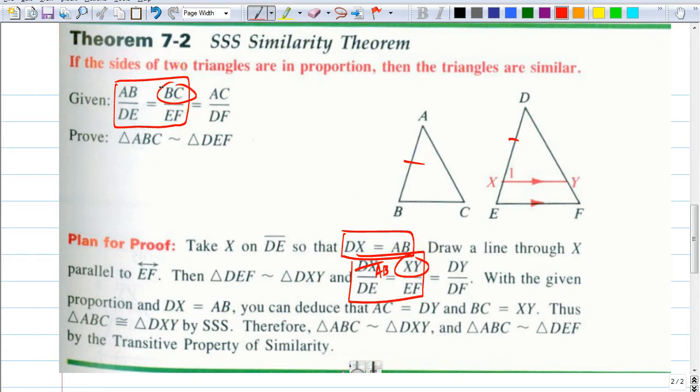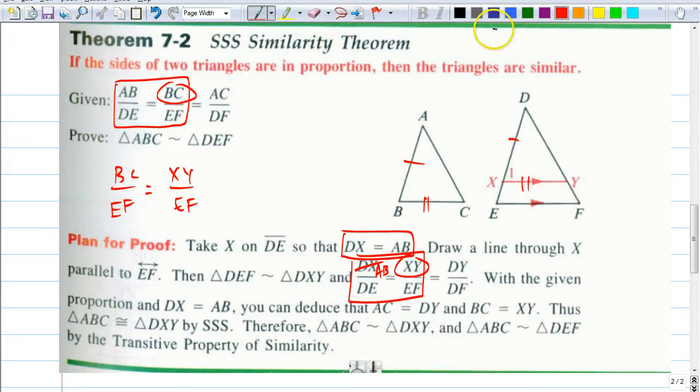What can you tell me about XY and BC then? They are equal, aren't they? By transitive or substitution. You know that AB over DE is equal to BC over EF, right? And we know here we could replace DX with AB. So let me write this down. Then BC over EF is equal to what? Since these are both AB over DE, by transitive, BC over EF is equal to XY over EF. Multiply both sides by EF, what do you get? BC is equal to XY. Isn't that nice?